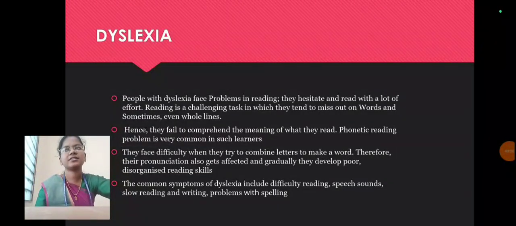Dyslexia. People with dyslexia face problems in reading. They hesitate and read with a lot of effort, so reading is a challenging task for them. They fail to comprehend the meaning and won't be able to read properly. The phonetic reading problem is very common, and they face difficulty when they try to combine letters to make words. Common symptoms are difficulty reading speech sounds, slow reading and writing, and problems with spelling.